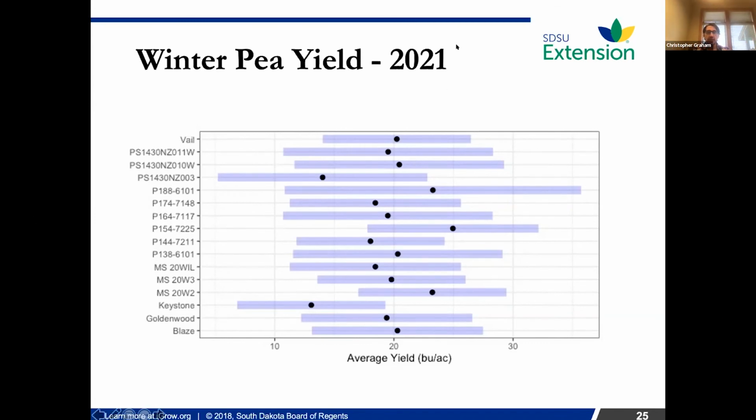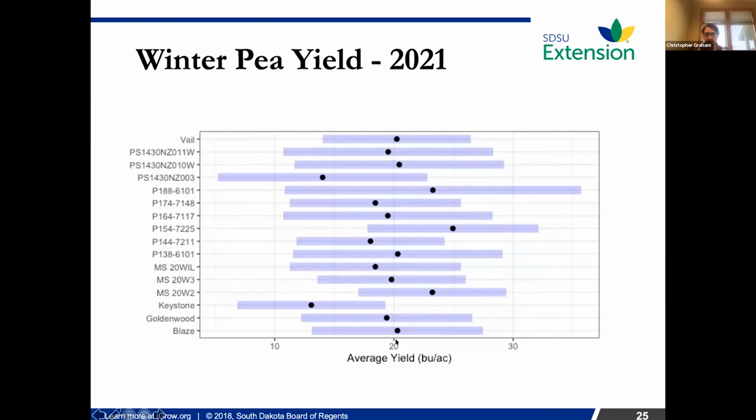We did it last year, and we tested quite a few different varieties. Some of these are the different varieties on the left. Some of them are names, a lot of them are experimental yet. And then these dots are the averages for each of those, and these are the error bars, or like the 95% confidence intervals.